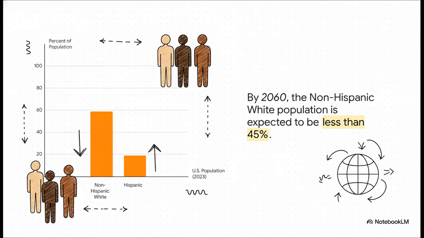As you can see here, in 2023, the non-Hispanic white population made up about 59%, but by 2060, it's projected to be less than 45%. And at the same time, the Hispanic population is expected to grow from 19% to 27%. This is a major demographic shift we're living through.